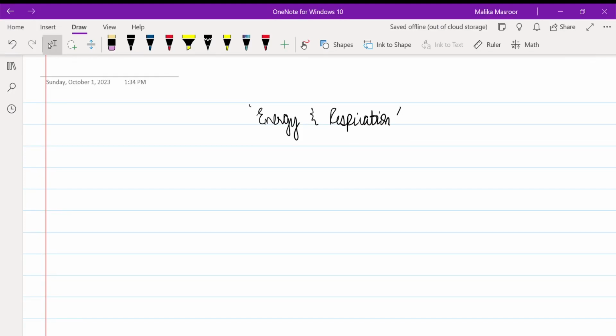Alright, so we are starting discussion of energy and respiration, right? So initially we need to know why exactly we need energy. And firstly, tell me in which form do we have energy? Yes, in the form of ATP. Can I say that ATP is the main energy currency? Yes.